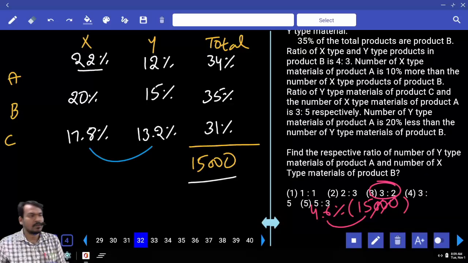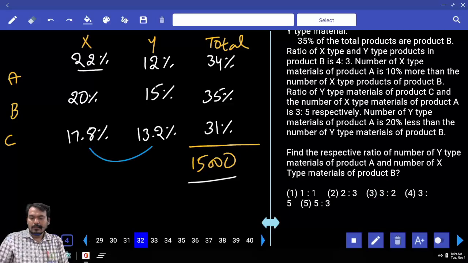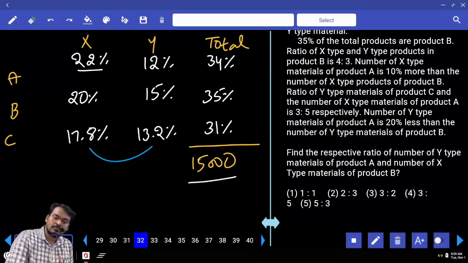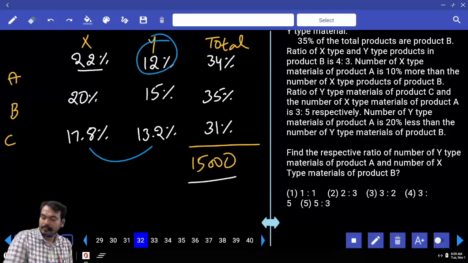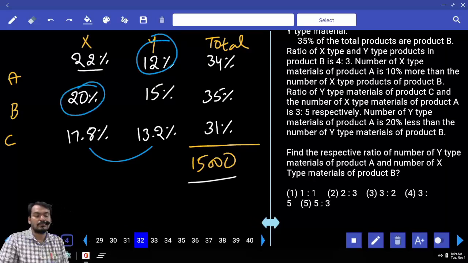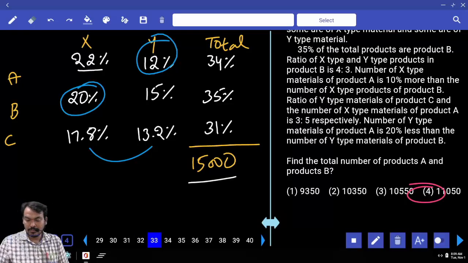Next question number 32. Find the respective ratio of the number of Y-type materials of product A and number of X-type materials of product B. Y-A value is how much? 12. Next, X-B value 20. 12 and 20 ratio, 3:5.